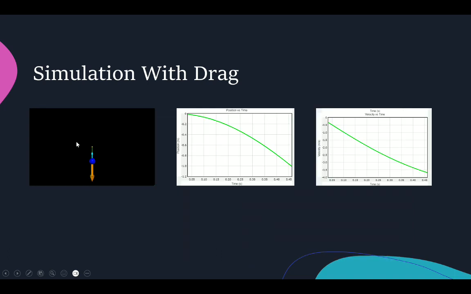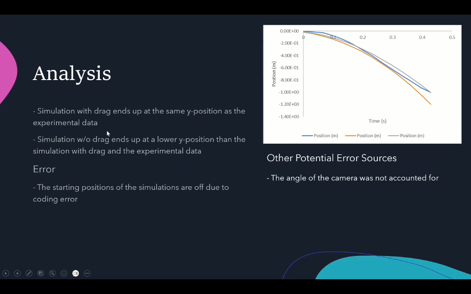So, as we can see here, our drag force never equals the force of gravity. This is seen in our velocity versus time graph because we never hit terminal velocity. And our position versus time graph is equivalent in its final position to our experimental data. So for our analysis, like I said, the drag simulation and the experiment end up at the same y position, and the one without drag ends up lower because there is no drag force to counteract the force of gravity.